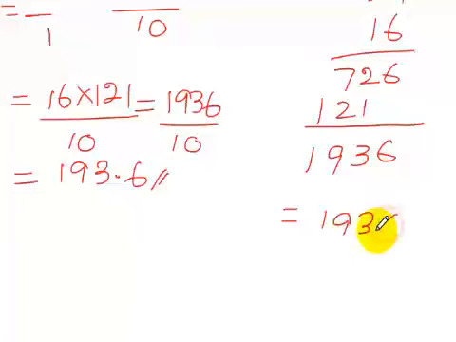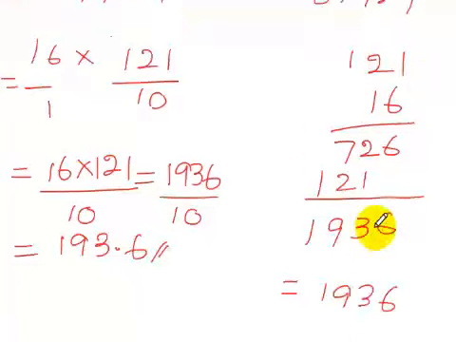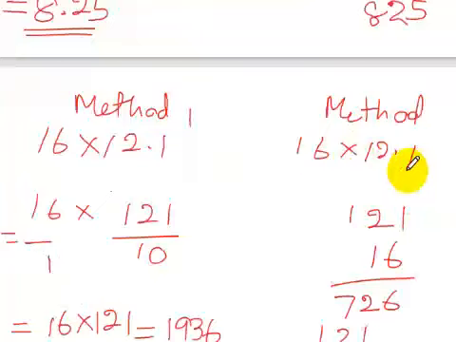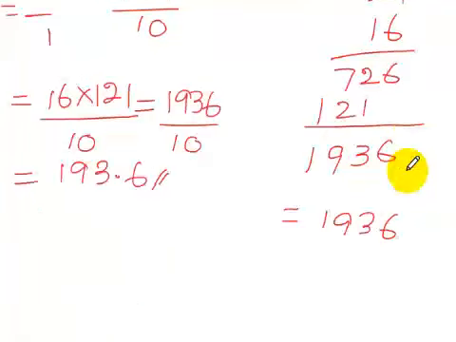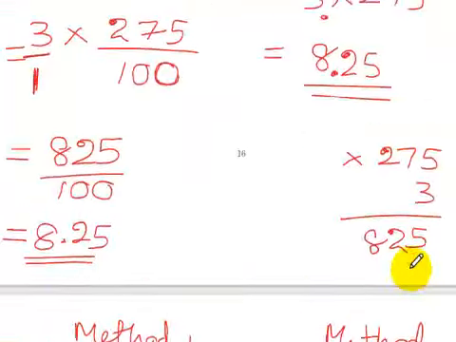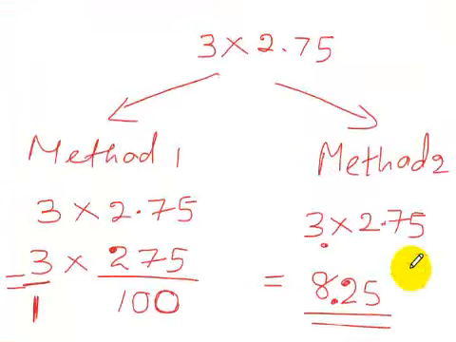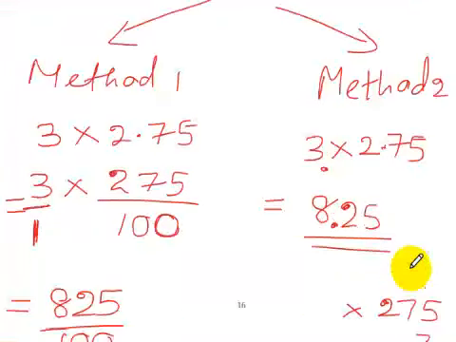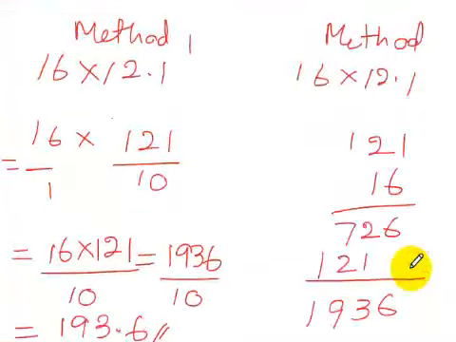1936. Now go to the original problem. How many decimals here? Only one decimal place, so you should put one decimal place here. So you get 193.6. I think you understood both methods. You can solve the problem using any method. Always choose the method which is easiest for you.